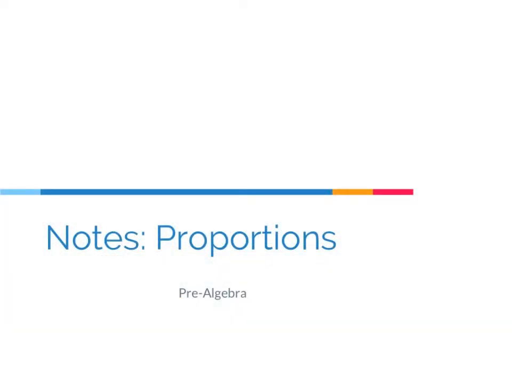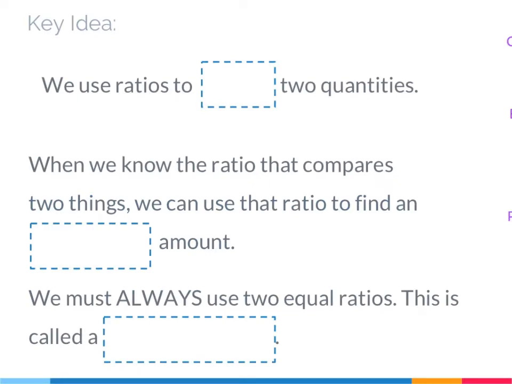Welcome back to Proportions. Let's get started with a key idea. Some key ideas when we're talking about proportions: remember that we use ratios to compare two quantities. When we know the ratio that compares two things, we can use that ratio to find an equal amount. And we must always use two equal ratios. When we have two equal ratios, we call that a proportion.